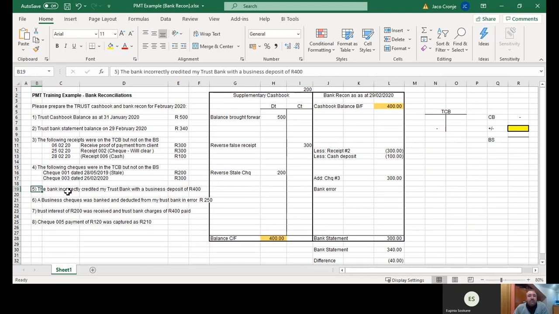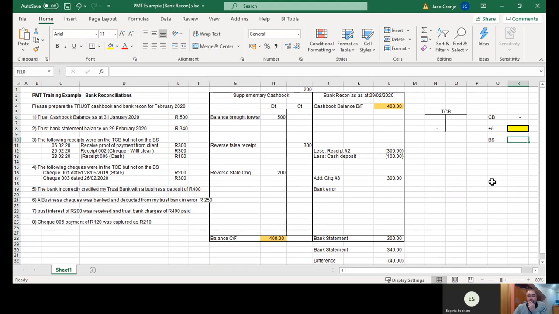Now it says the bank incorrectly credited my trust bank with a business deposit. So that means this is truly a business deposit. So will I have an entry in my cash book reflecting this deposit? And the answer is no. I'm not going to make my records incorrect because the bank made an error. So in my trust cash book, I will have no entry for this. That means my trust cash book balance will be zero. Zero will carry over onto my bank recon as my opening cash book balance.